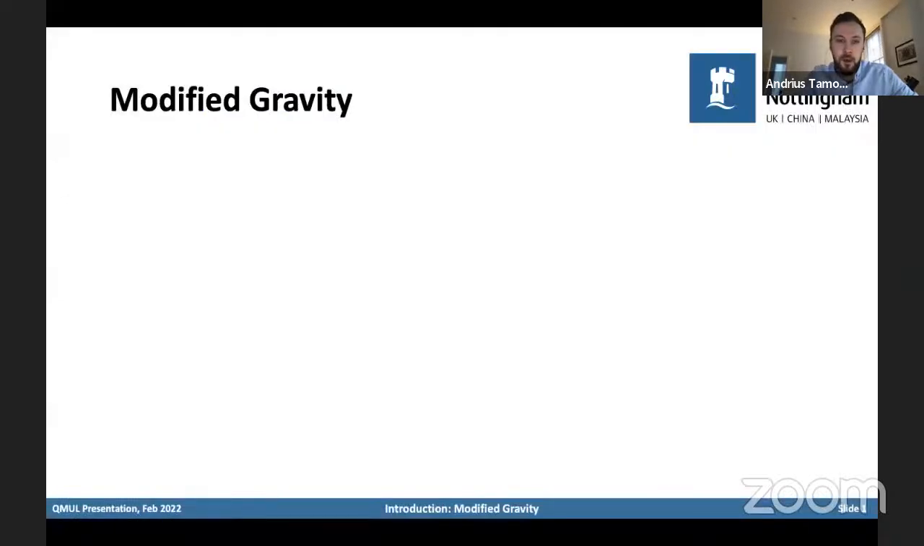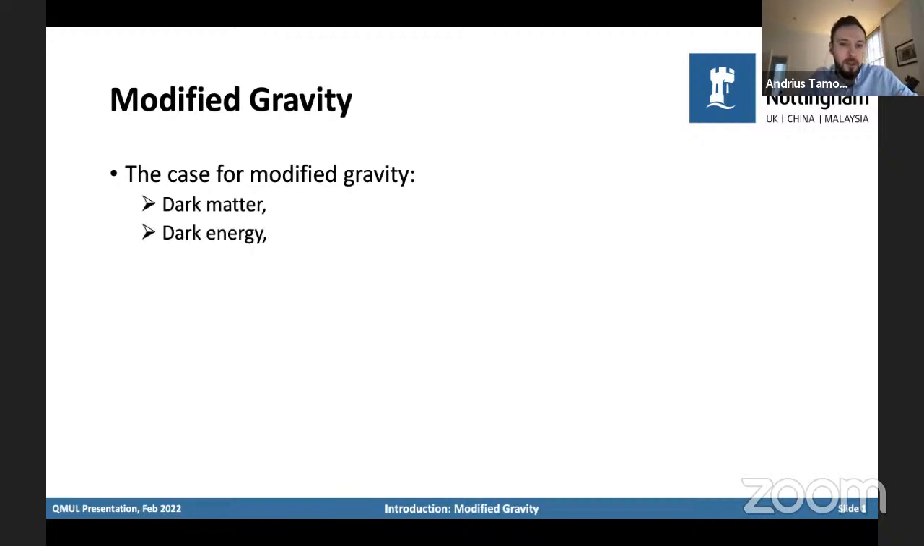But perhaps let's start at the beginning. Let me say a few words about modified gravity. It's obviously a talk about different kinds of modifications of GR. So, what is the case for modified gravity? Why are we interested in that? From the cosmological side, the two big problems are dark matter and dark energy. And by modifying general relativity, we might get some clues about the nature of these problems.